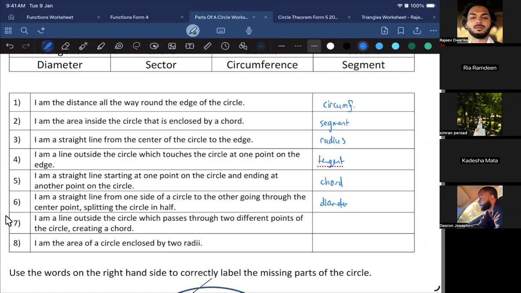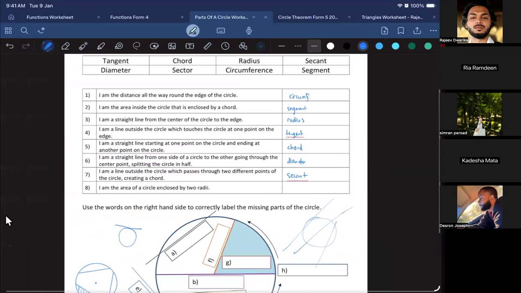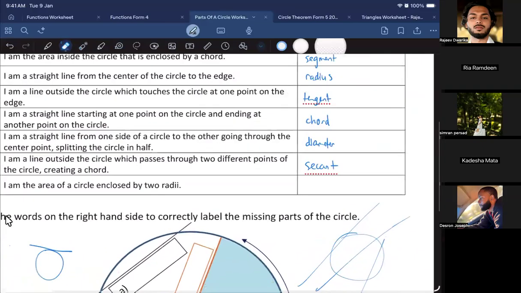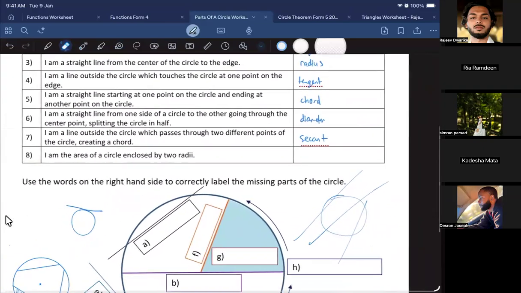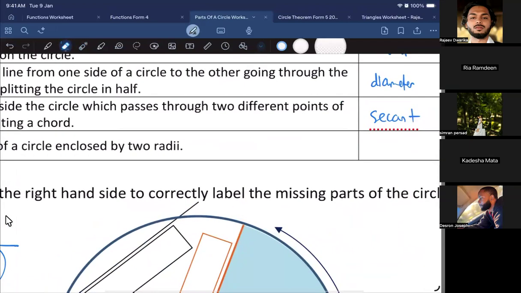I am a line outside the circle which passes through two different points of the circle, creating a chord. You might know this is called a secant. Yes, that's a secant. Notice how it is outside the circle, then inside and outside again, and it passes through two points. That's a secant. I am the area of a circle enclosed by two radii. Simran, what's that one? If there's an area enclosed by two radii, what's that?